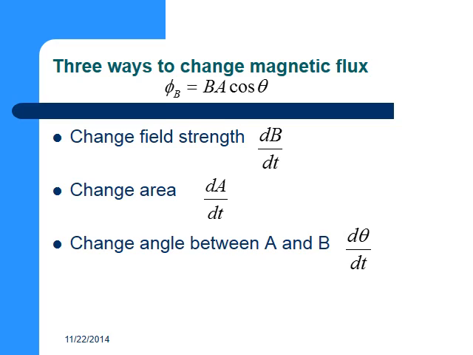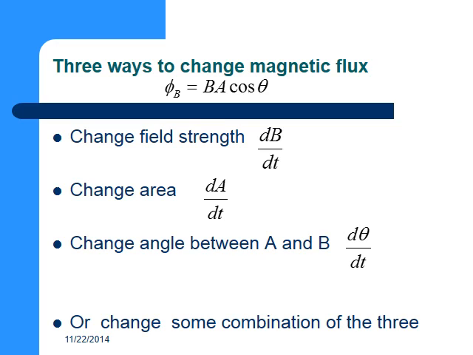So actually an electric generator is based on d theta dt. We rotate a coil of wire in a magnetic field, which in turn changes the direction in which the coil faces the field and induces an EMF. If we have some combination of these three things as well, we can change magnetic flux.